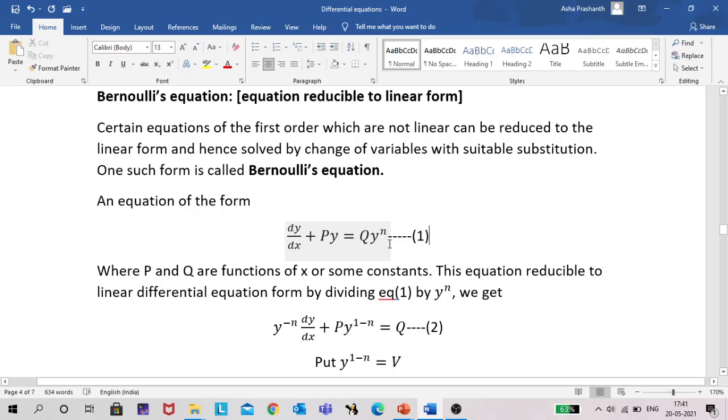That is the q coefficient. Either it may be y square, y cube, y to the power of 4, anything, y power. And suppose if you have any coefficient for dy by dx also, you can divide by that also.